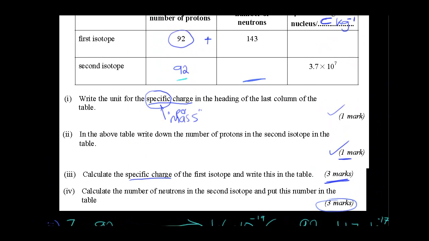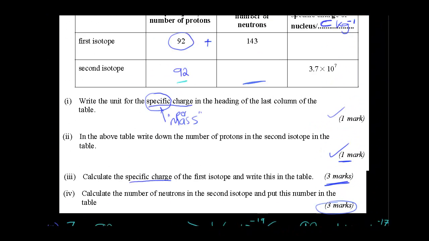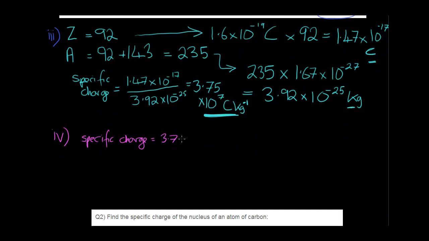What do we know? Always a good place to start with questions. We know that we have got a specific charge of 3.7 times 10 to the 7. So, specific charge equals 3.7 times 10 to the 7 coulombs per kilogram.